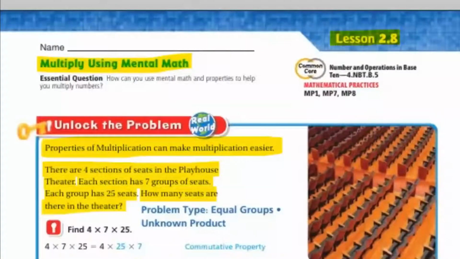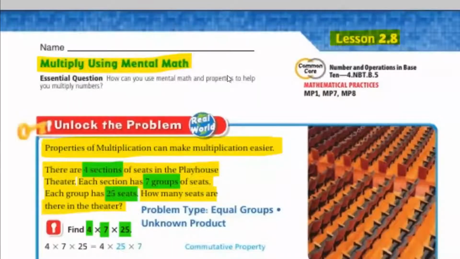Okay, first of all, we have here 4 sections. Each section has 7 groups and each group has 25 seats. To get the total number of seats in this theater, you have to multiply the number of sections, the number of groups, and the number of seats. Let's multiply them together. So we have 4 multiplied by 7 multiplied by 25. We have 3 numbers today to multiply. How can we multiply it?